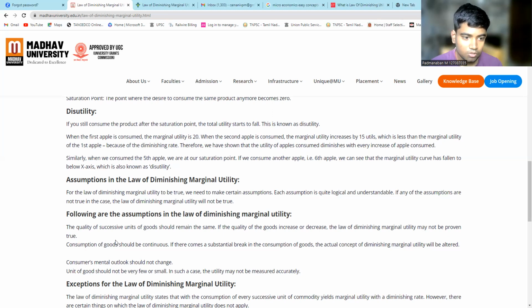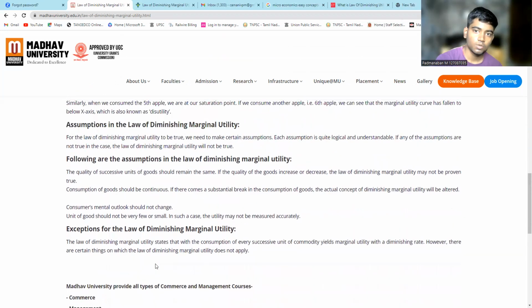Consumers' mental outlook should not change. Units of good should not be very few or small. In such a case, the utility may not be measured accurately. One apple may be bigger, one apple may be smaller, so that can't be taken as an assumption in this case. Every commodity unit should be of equal quantity. That's the main condition to follow for the law of diminishing marginal utility.